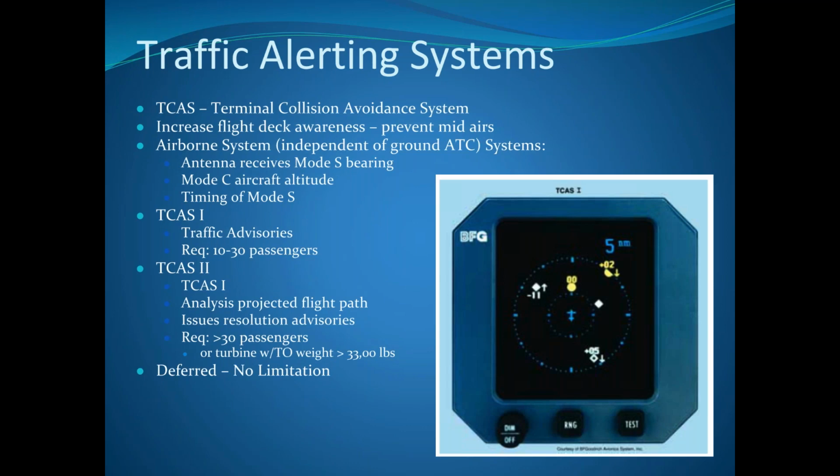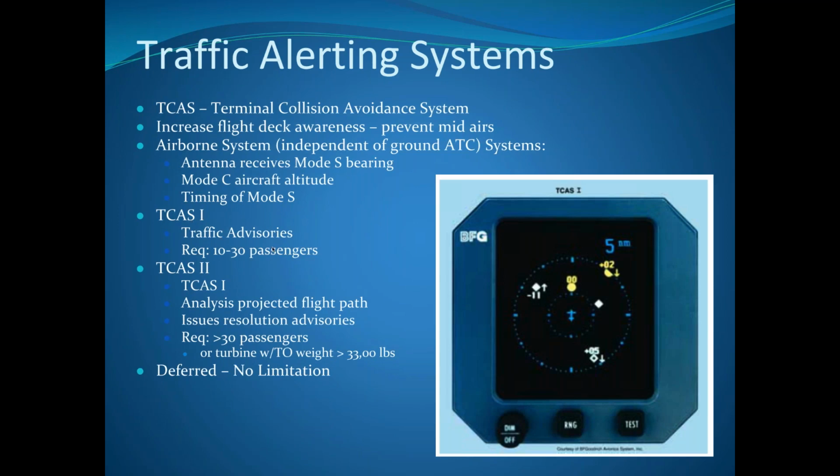But this one's actually mounted in the aircraft. The antenna receives Mode S bearing, and then the Mode C aircraft altitude. So it's 2 different types of transponders that are required for this. And then it also receives the timing of Mode S. So it uses those 3 different readings to position the aircraft on the display.